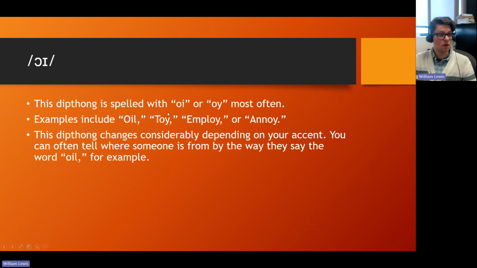The next diphthong is oi, and this is perhaps the most difficult, not just for English language learners, but for native speakers as well. It's spelled with an OI or an OY most often. And examples include the words oil or toy, employ, or annoy. And this diphthong changes considerably depending on your accent.